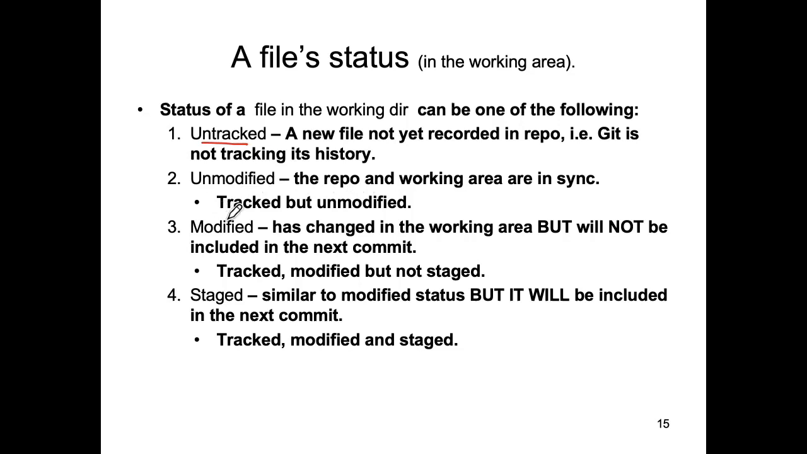A modified state means that you have made changes to it in the working area and you haven't committed them yet. And finally, our friend, the staged state, means it's modified. You have told Git about it using the git add command, but you haven't committed it yet. So it's in a staged state. Again, it's a bit woolly as to what this might mean, I know, but just be familiar with these terms: untracked, unmodified, modified, staged.